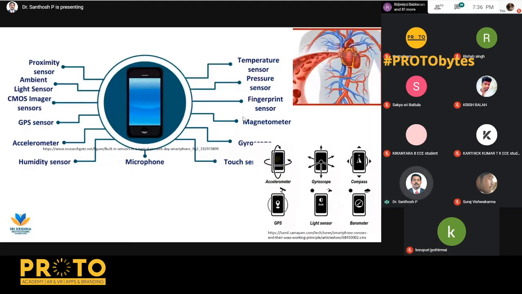And there are temperature sensors, fingerprint sensors, magnetometers, touch sensors, and a lot more: GPS, CMOS sensors. Literally everything is there. You can do whatever you want with your smartphone. With your cameras and CMOS sensors, you can do a very big image processing project. And with the gyroscope, if you want to develop a drone, you can use your old smartphone and configure its gyroscope. There are many online app development tutorials.